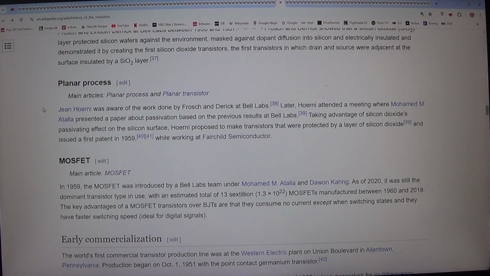Planar process. Main articles: planar process and planar transistor. Jean Hoerni was aware of the work done by Frosch and Derick at Bell Labs. Later, Hoerni attended a meeting where Mohamed M. Atalla presented a paper about passivation based on the previous results at Bell Labs. Taking advantage of silicon dioxide's passivating effect on the silicon surface, Hoerni proposed to make transistors that were protected by a layer of silicon dioxide and issued a first patent in 1959, while working at Fairchild Semiconductor.